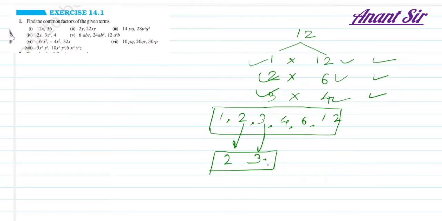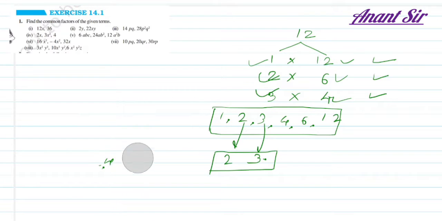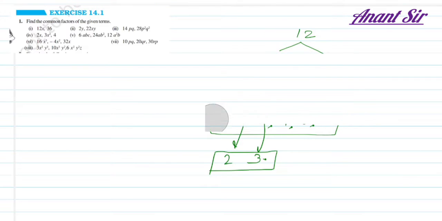A prime number is a number which is divisible by 1 and that number only. That means, for example, 8 is not a prime number because it is divisible by 1, 2, 4 and also 8. But 7 is a prime number because it is divisible by only 1 and that number 7 only. Okay. So if we want to write the prime factors of 12, then it will be only 2 and 3.